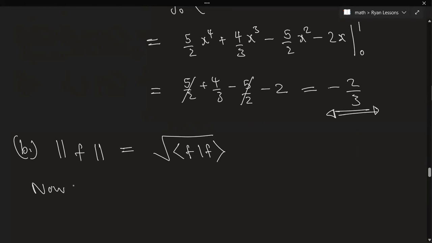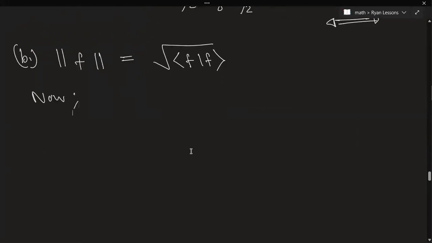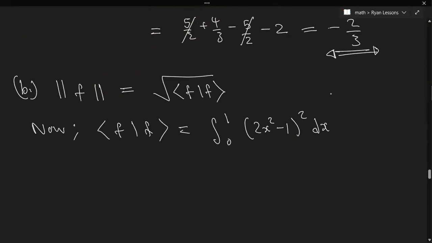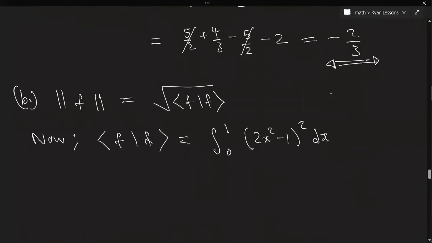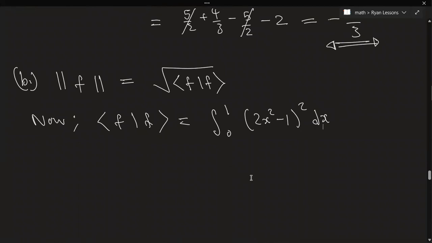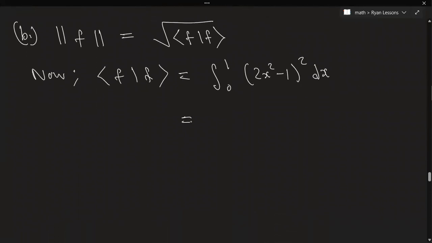So now, what is ff? According to the definition that we have given, ff is going to be the integral from 0 to 1 of (2x squared minus 1) squared dx, if I'm not mistaken, because it's f times f. Then let's simplify. So that squared, we have 4x^4 minus 4x squared plus 1, all that way.